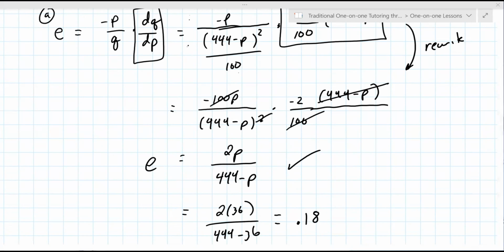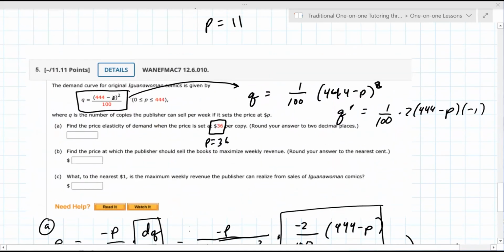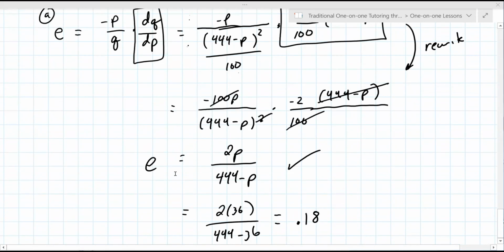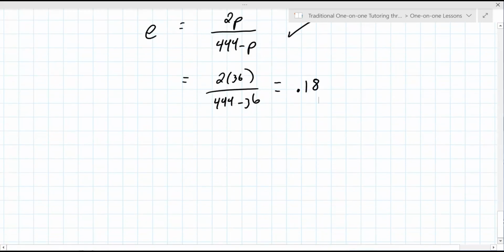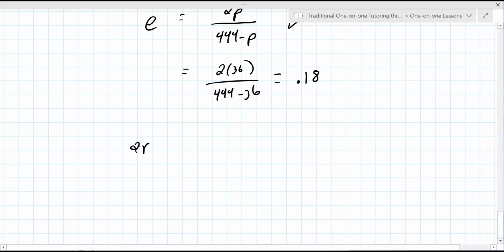Okay, so that's part A. Any questions on that? Anything you want me to go through again on that? No, I think I'm okay. Okay, so part B, the price at which the publisher should sell the books to maximize weekly revenue. So that's setting this equal to 1. So see if you can do that and come up with the correct answer. So 2p over 444 minus p equal to 1. See if you can get the right answer there.